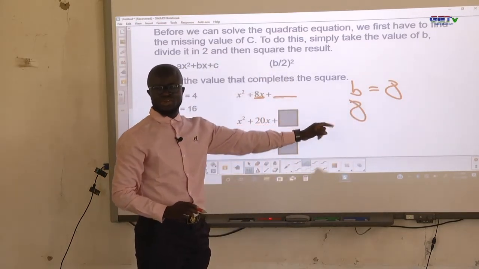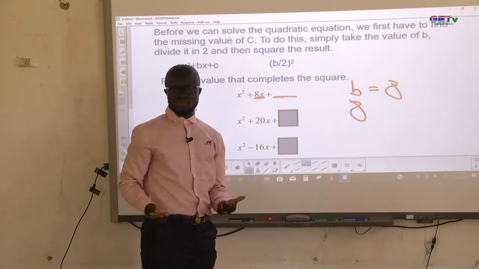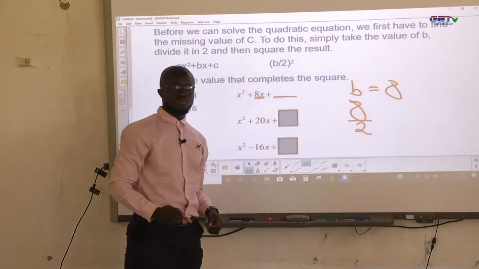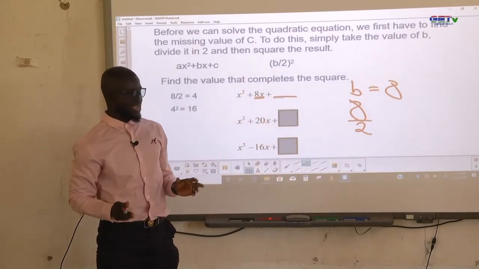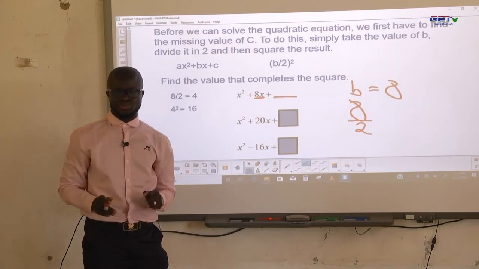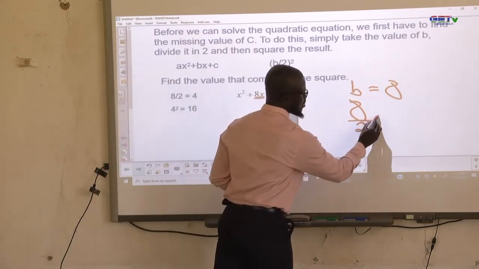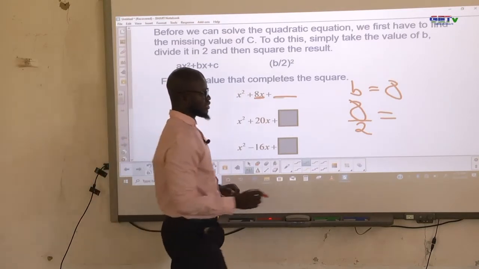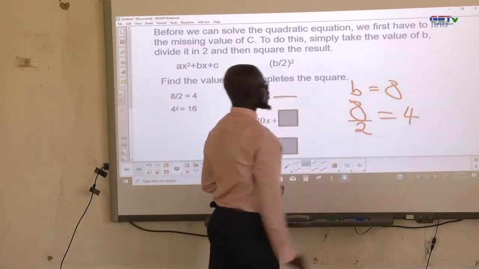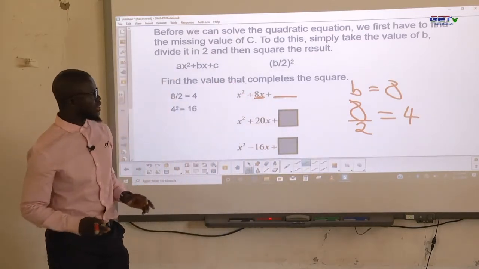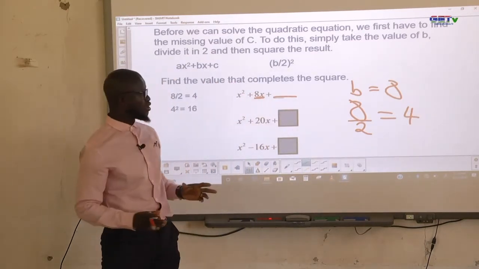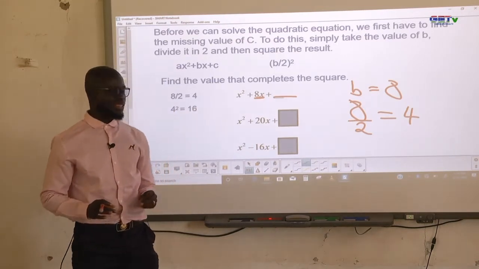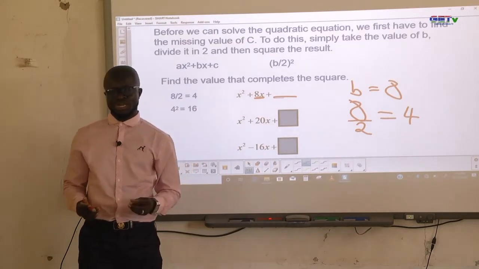Now that we take the value of B as 8, our next step should be dividing it by 2. If you divide 8 by 2, what's going to be your answer? The answer is 4. Good. I think that step is well explained. I'll repeat. What we did is we took the value of B. From there, we divided the result by 2.